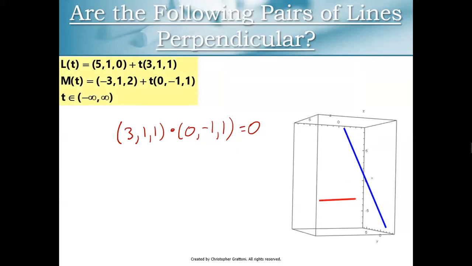And the way that we can determine this algebraically is to solve the system of equations L of t is equal to M of s. And what we want to determine is whether these two lines actually intersect each other.